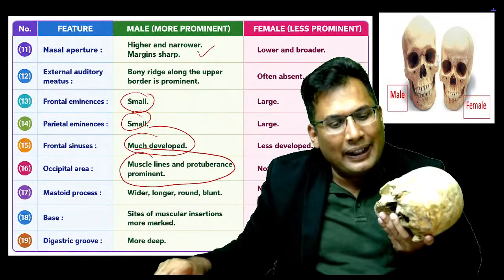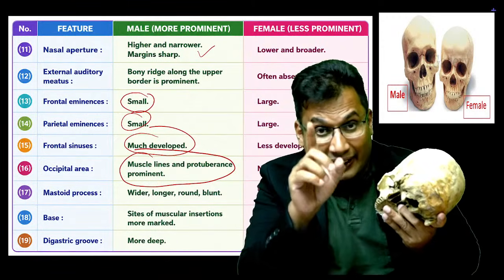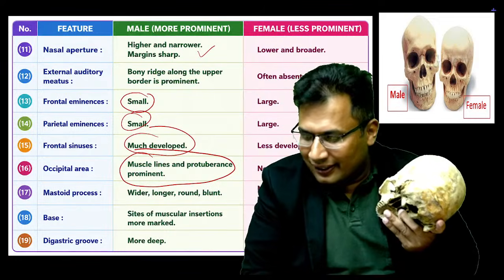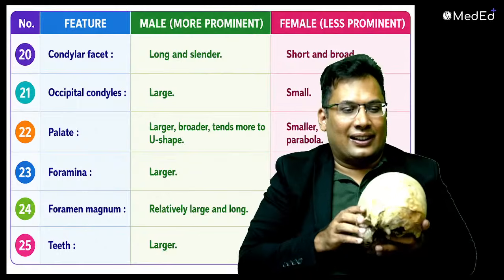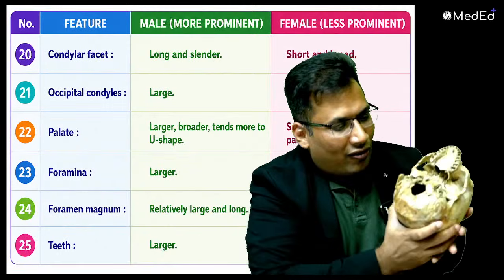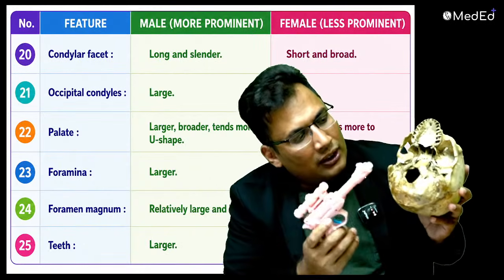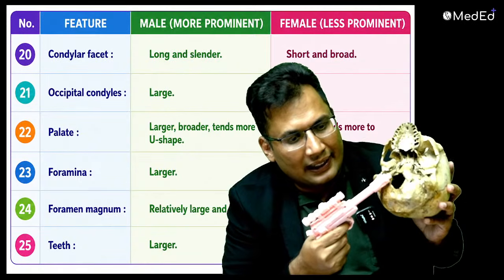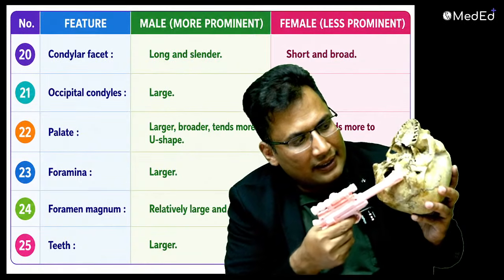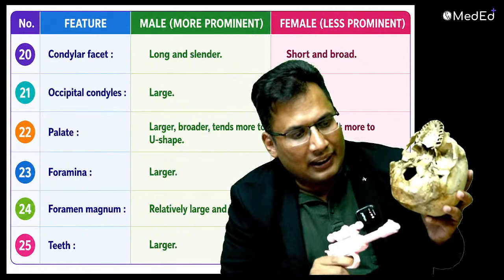Then at the base, the insertions are very prominent. Digastric groove is prominent. Then comes the condylar facet. So condylar facet, look at this now. This is the condylar facet, which is long and slender. You can see here, long and slender. Occipital condyles are basically large.